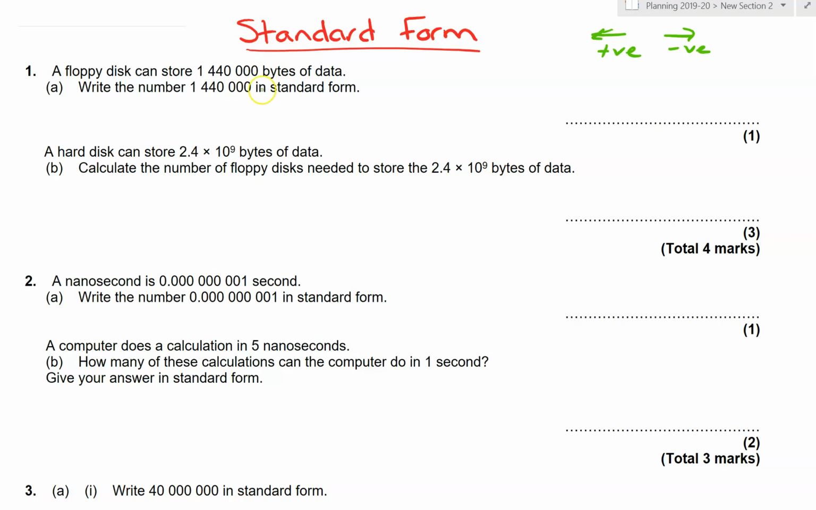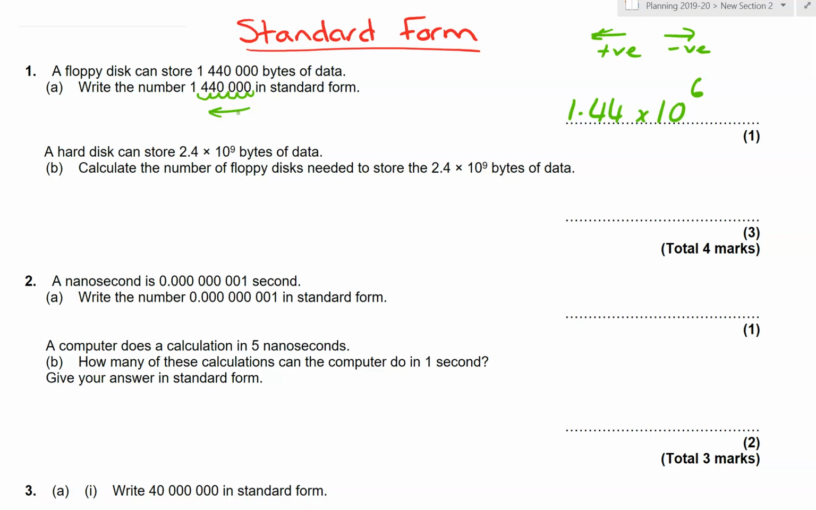So let's crack on. For this one, our decimal is going to be 1.44 times 10 to the, and we're going to move it 1, 2, 3, 4, 5, 6 places. And since we moved that way, it's positive 6.